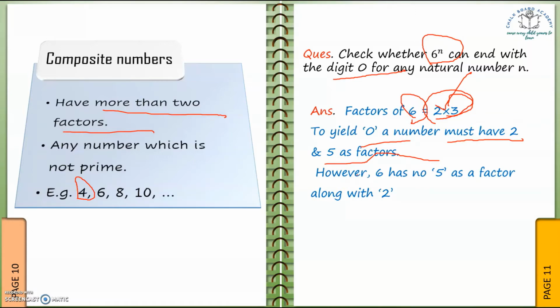For any place or for any number, where n can be any number like 1, 2 and so on, we will never get 0 at the end of this number. So no, 6 raised to the power n can never end with digit 0.